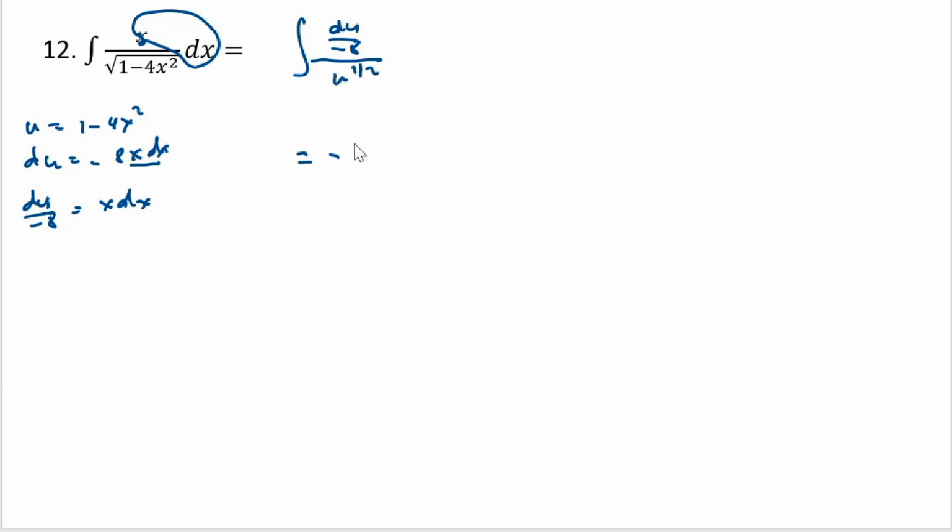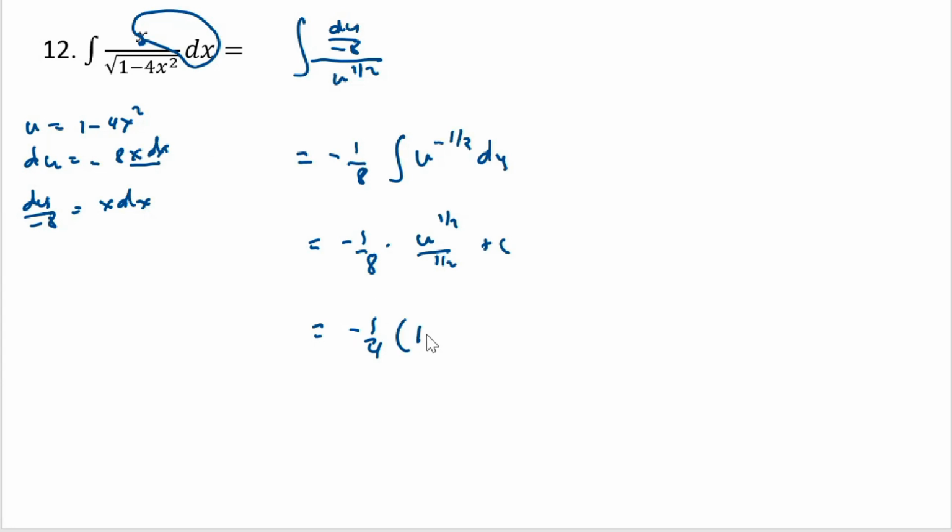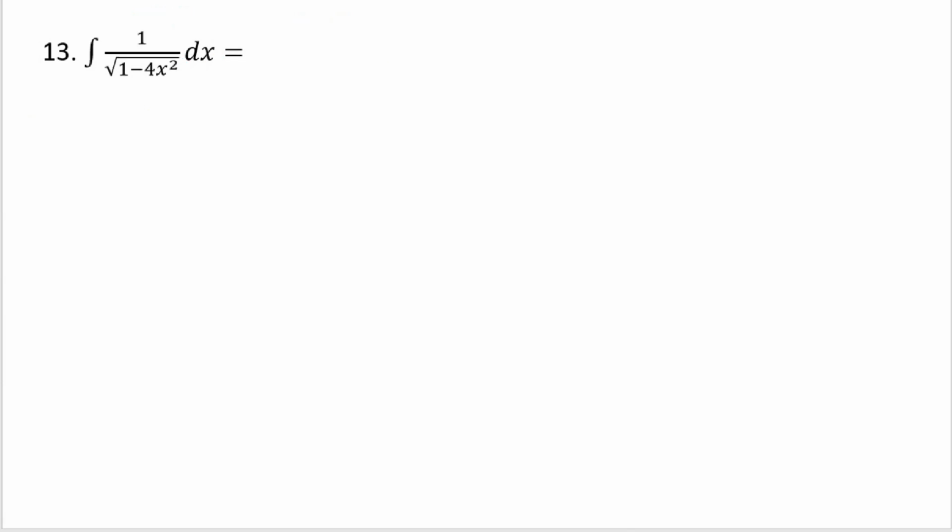So rewriting that, it can now be written as negative 1 over 8 times the integral of u to the power of negative 1 half du. Therefore, negative 1 eighth times u to the power of 1 half over 1 half plus a constant. So multiplying that again, that is now negative 1/4 of the square root of u, where u is 1 minus 4x squared, plus a constant.